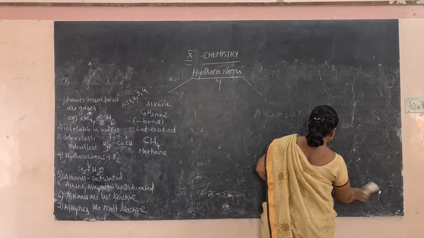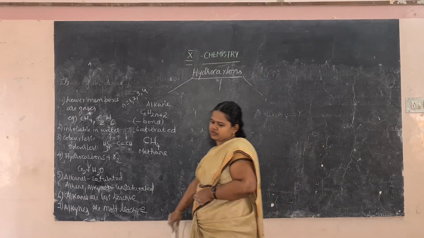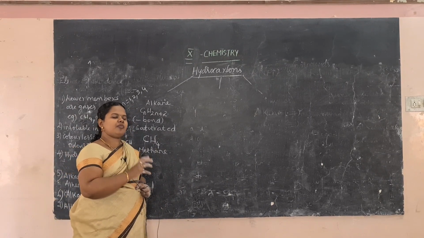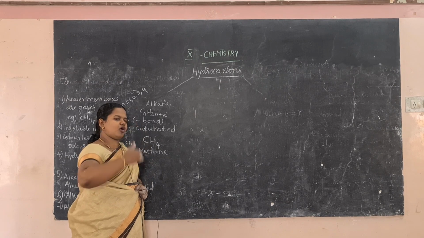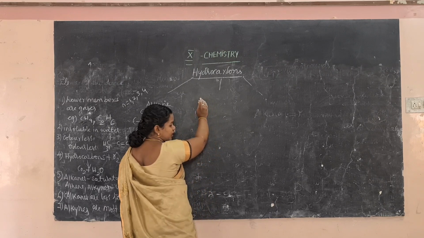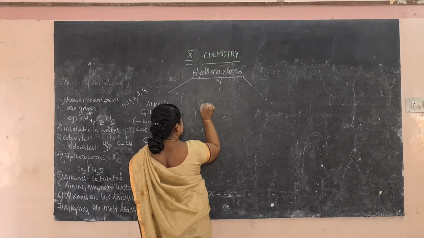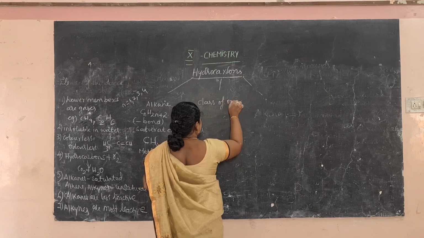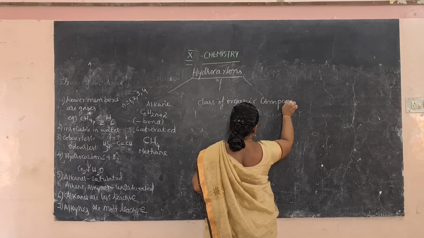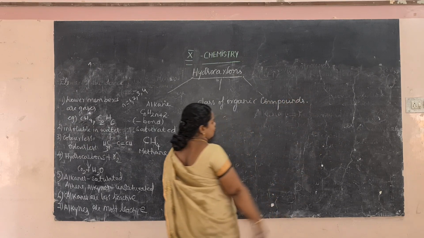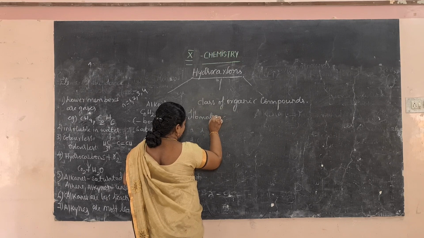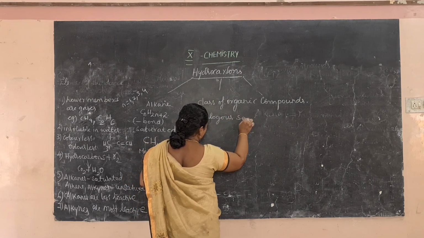Then, homologous series. When you have the same type of functional group in a series of compounds, then it is known as a class of organic compounds. When you have similar functional groups in a series of organic compounds, it is known as a class of organic compounds, or a series of organic compounds. Then we'll learn about homologous series.